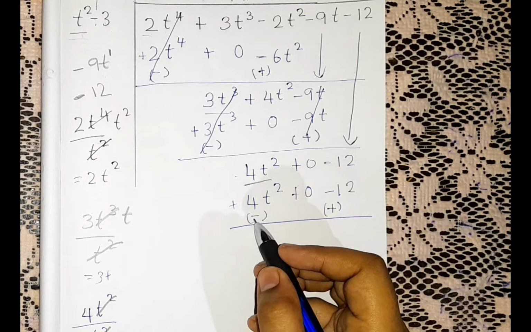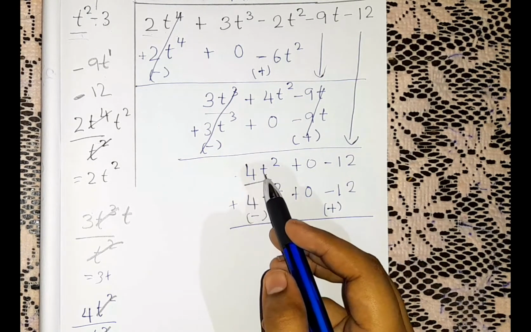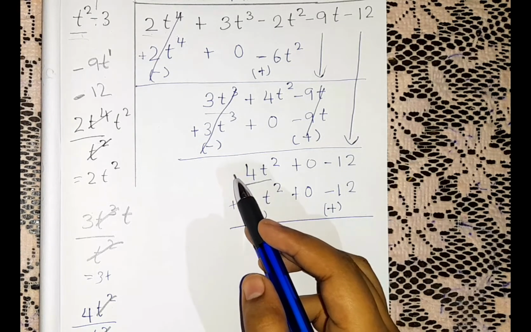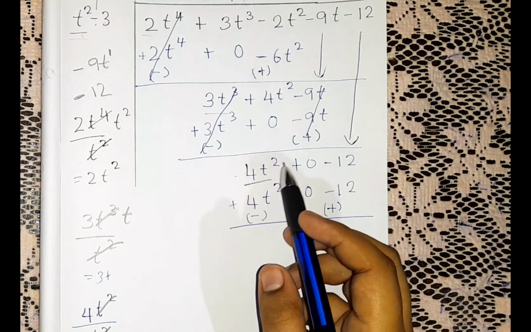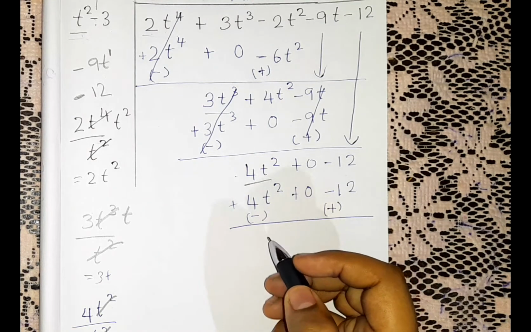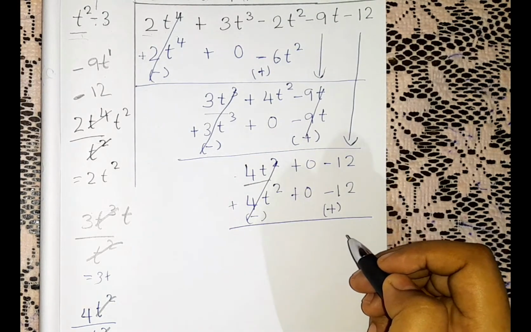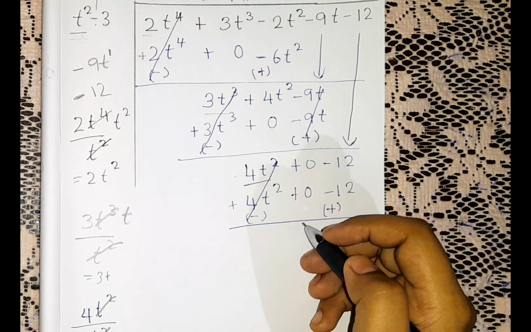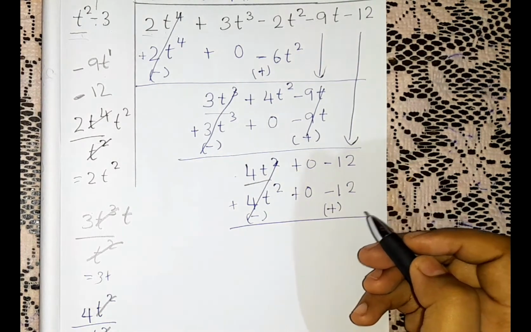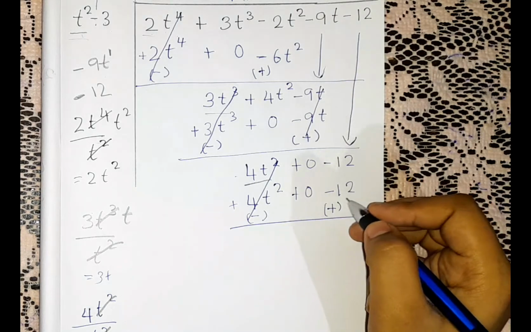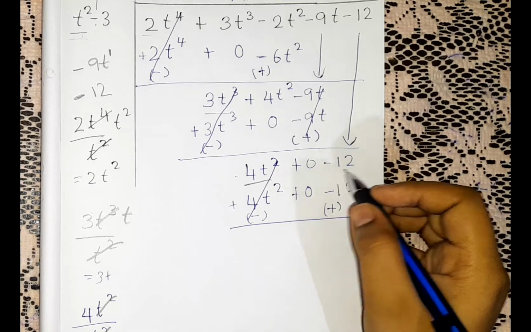So now it is minus 4t square. So minus 4t square and plus 4t square. When we subtract 4t square and 4t square, of course we get 0. So we shall cancel it right over here. Okay, and then here, of course, 0 plus 0, of course it is 0, no value. So here 12 has got a new sign, that is plus. So plus 12 and minus 12, right?